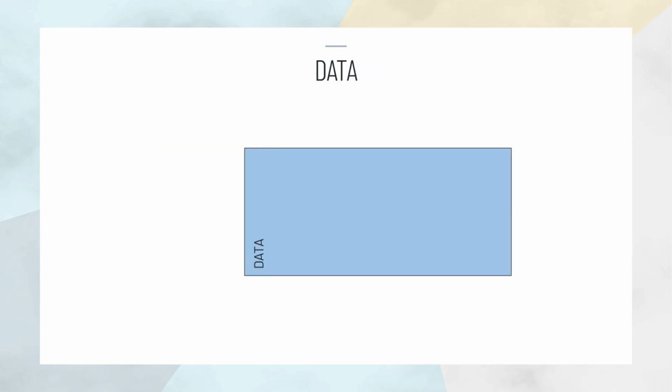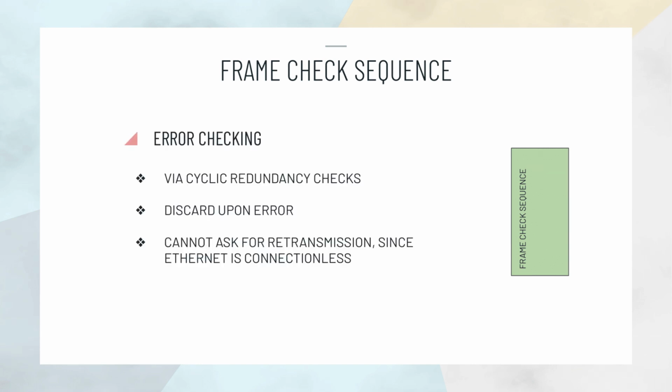Following the header comes the data, which can range anywhere from 46 to 1500 bytes. Depending on the Ethernet standard used, for example Ethernet 802.2, the data may be further encapsulated within an LLC packet, whose header contains data used to establish paths, which in turn would be used by upper layer protocols. After all that comes the frame check sequence. This value is used to verify the integrity of the frame via a cyclic redundancy check.